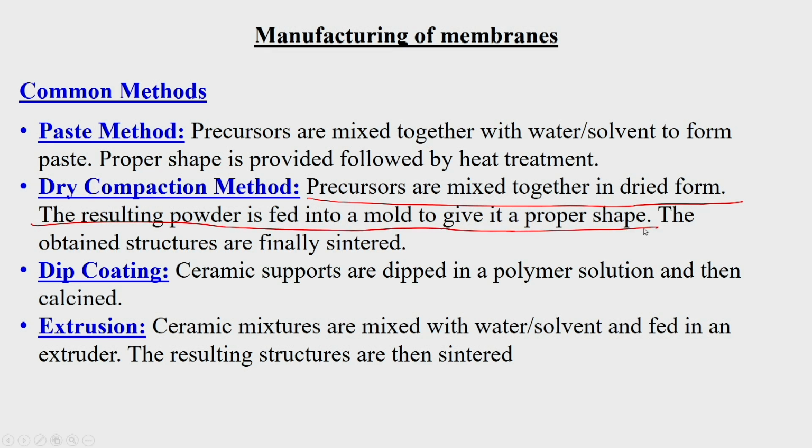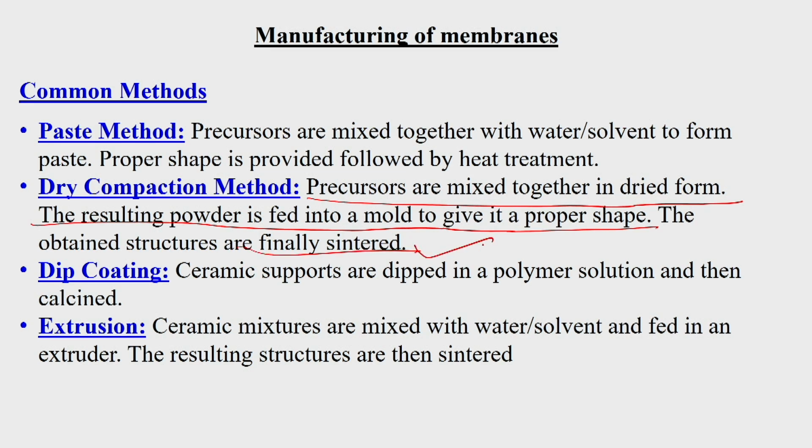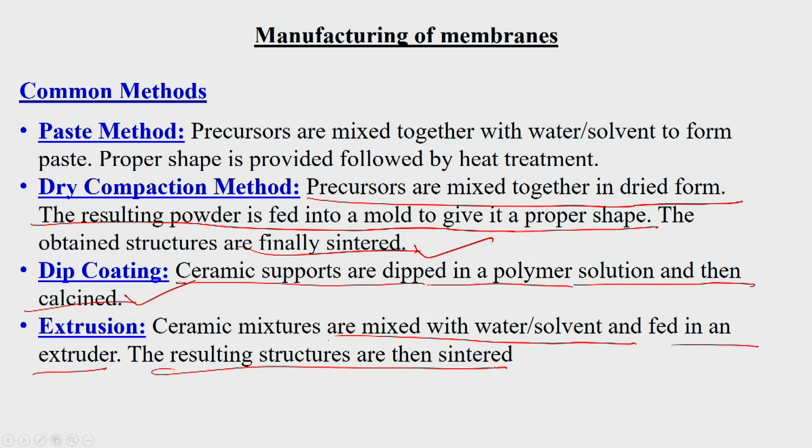Whatever shape we need, depending on that we need to make the mold. Like if we want a particular dish shape, then the mold will be of the dish shape. If we want to make a tubular shape, then the mold also will be of tubular shape. The obtained structures are finally sintered, meaning fired. Another one is dip coating, where ceramic supports are dipped in the polymer solution and then calcined or heated. And the fourth one is extrusion. The ceramic mixtures are mixed with water or solvent and fed into an extruder. The resulting structures are then sintered.